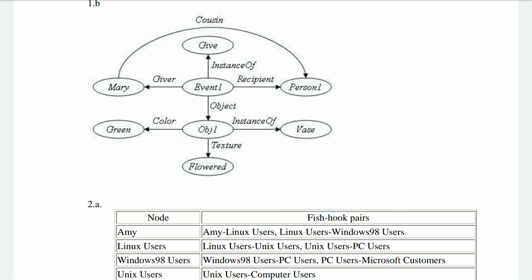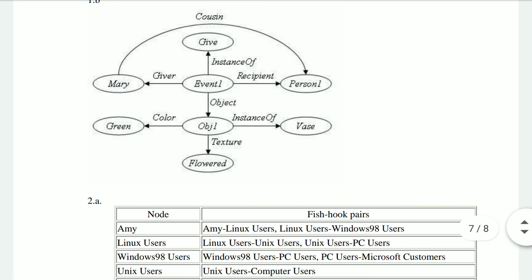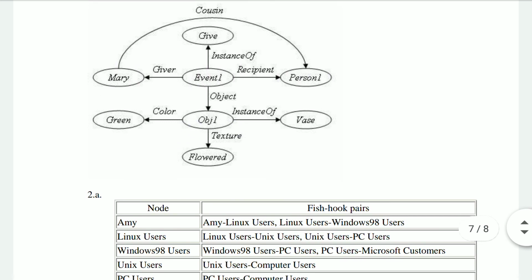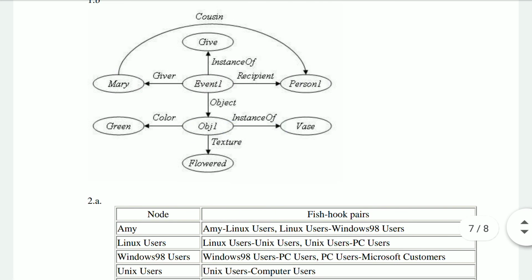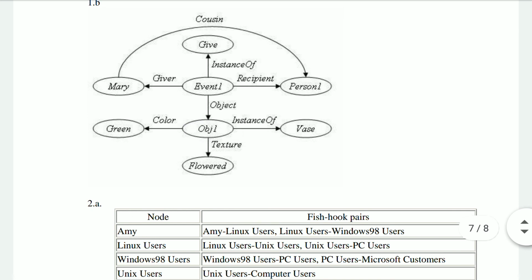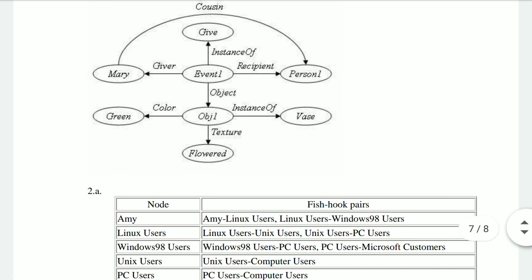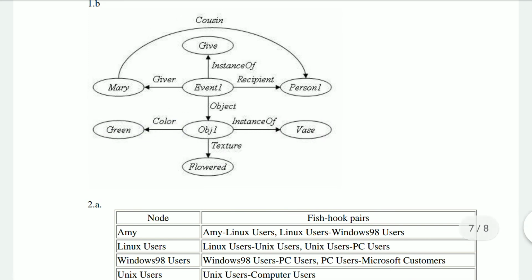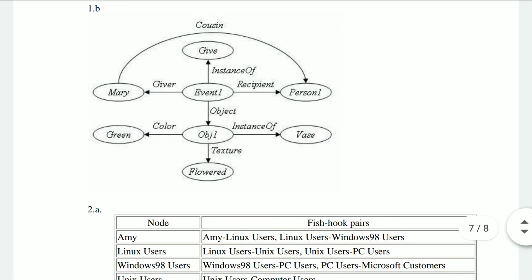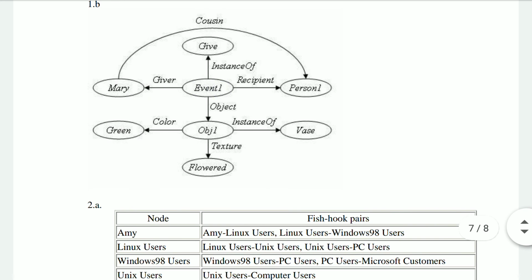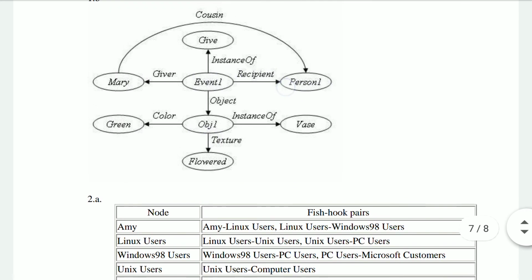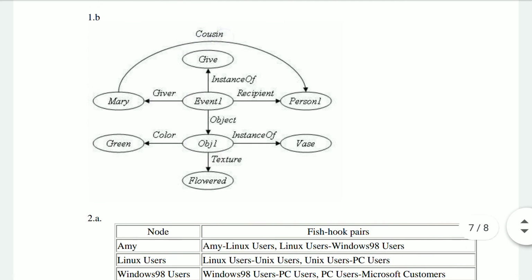So let us see once again. Mary, there is an event 1 and there is a person 1. There is an object also. So object holds an instance of vase, and object holds a texture of flowered, and object is having a color of green. So Mary gives, giving is an event 1, object 1 to recipient, that is person 1, who is a cousin, right?